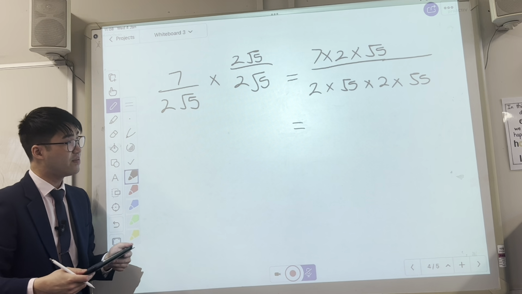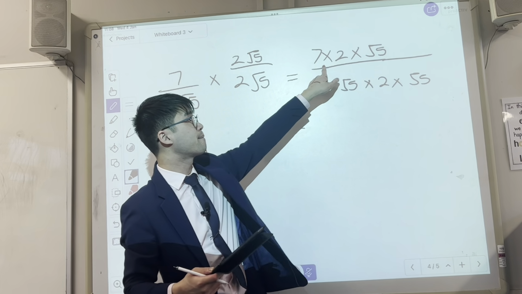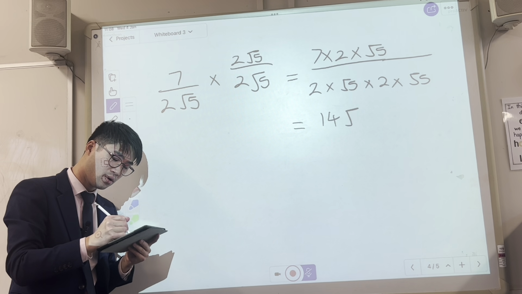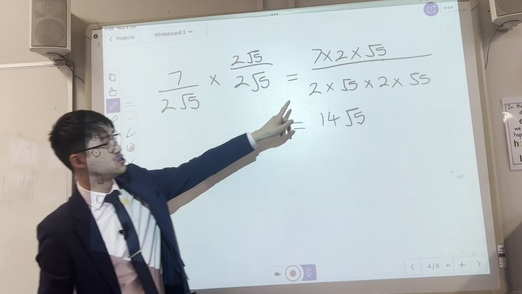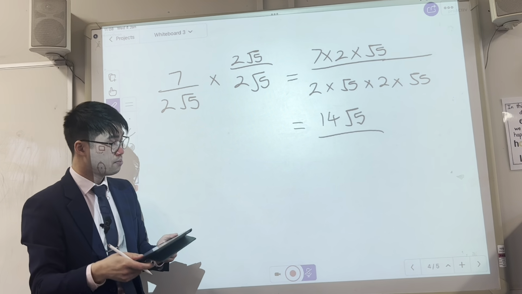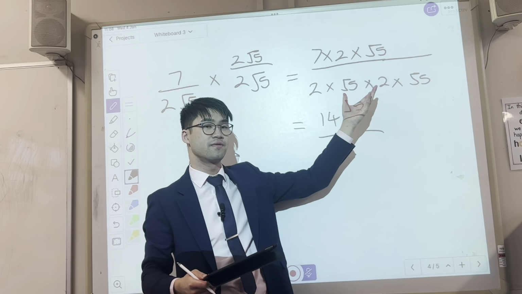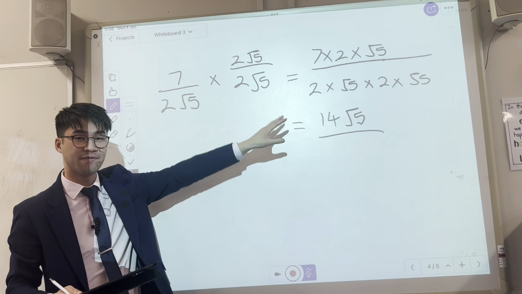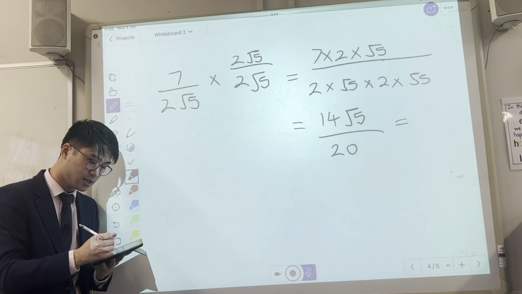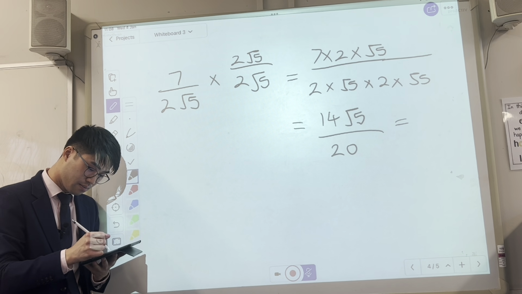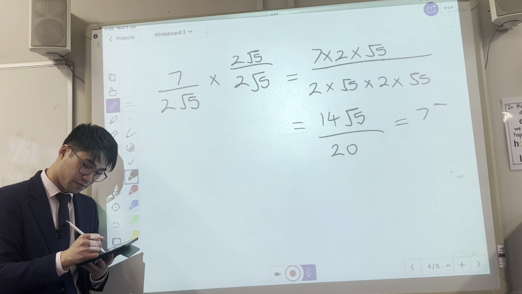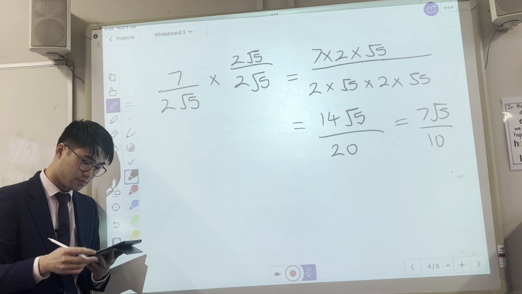And then I can see, well, 7 times 2 root 5 is just 14 root 5, isn't it? So 14 root 5. And then 2 times 2 is 4, but then root 5 and root 5 will make 5. So 4 times 5 will give you 20. And this is going to be made simpler by dividing both the numerator and denominator by 2. So 7 root 5 over 10.